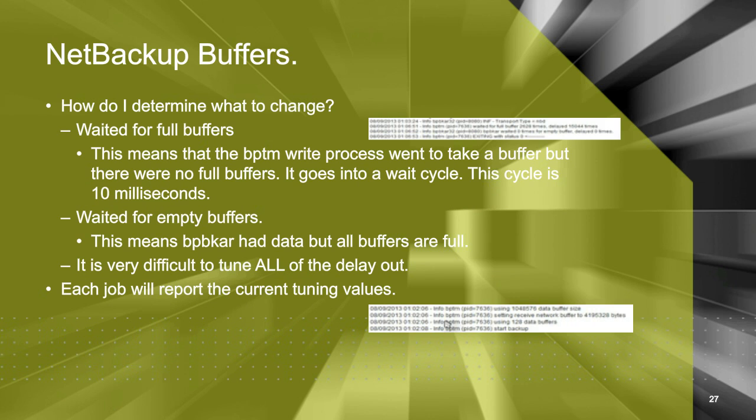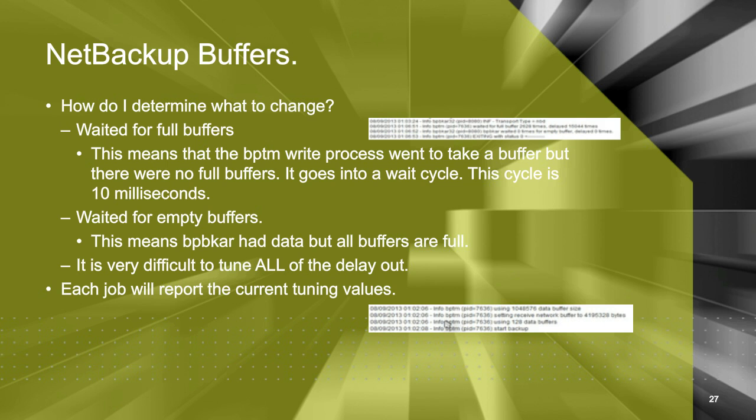So some of these empty or full buffer messages in your job details. For instance, if BPTM is reporting waiting for fulls, each of those delays is 10 milliseconds, and they can add up. If you're seeing in the thousands, it's probably nothing to be too concerned about. But in the hundreds of thousands and up, you're starting to get into more major delays where you want to consider changing some of the touch files that are available in NetBackup for the size of the buffers and the number of buffers that you're using. Although there's a caveat to that we'll see in the next slide, or the one after, I think.